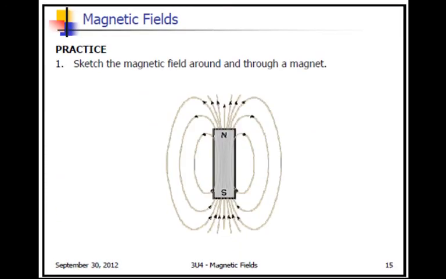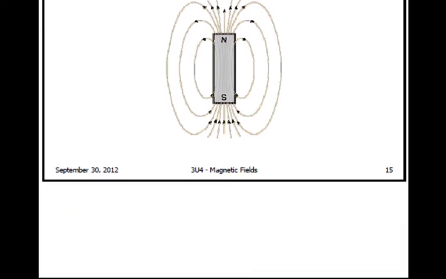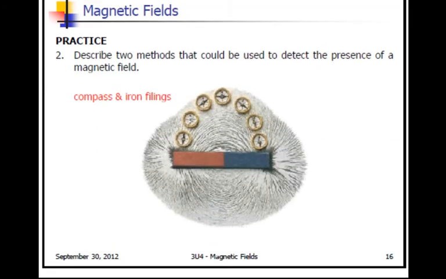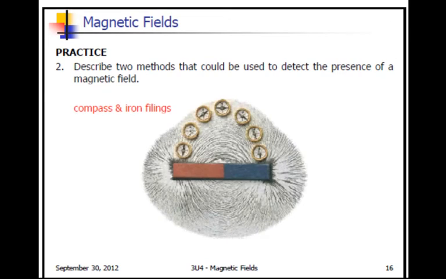So here's a sketch of a magnetic field around and through a magnet. Notice how we're going from north to south outside and from south to north inside. Describe two methods that could be used to detect the presence of a magnetic field. We could use a compass, or we could use iron filings, and if you tap a sheet of paper that iron filings are resting on, they'll tend to orient themselves in the direction of a magnetic field.